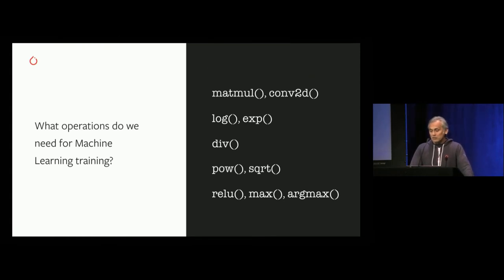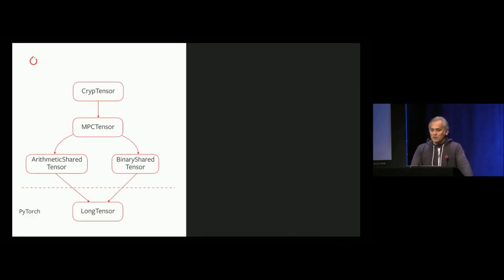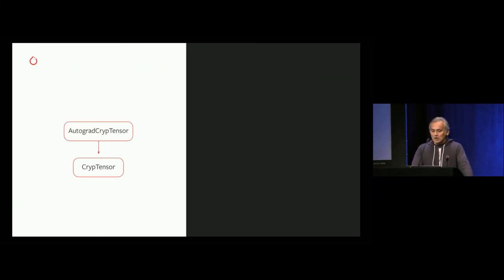So now that we have seen both the tensors and the operators, we need something above Krypton to make things work. And the stuff that we need above Krypton is essentially some metadata and data to accumulate gradients. So we have a separate tensor, which is called an autograd cryptensor, which is used in the backward graph. We have these tensors separate, but it's quite likely we are going to fuse these tensors into one tensor, which we can use for both the forward and the backward graph.